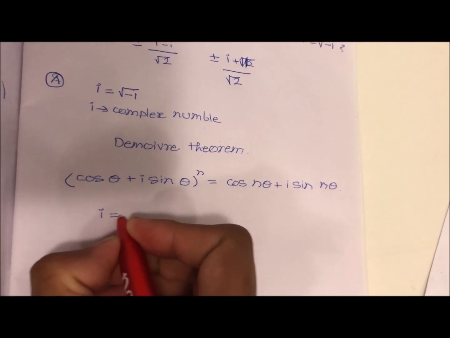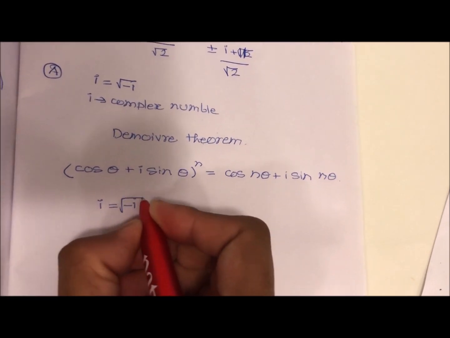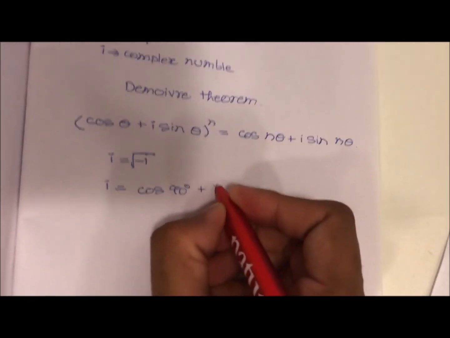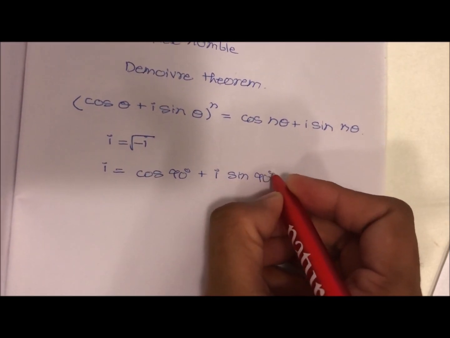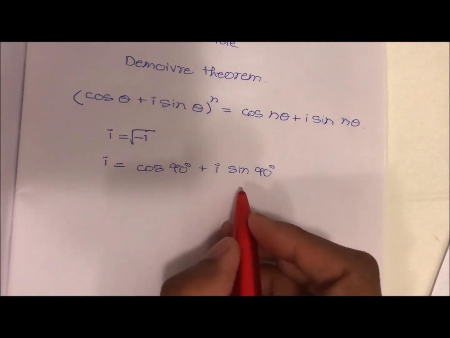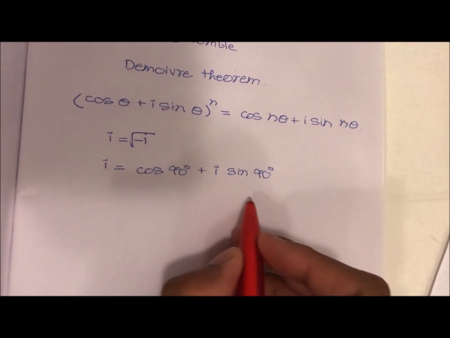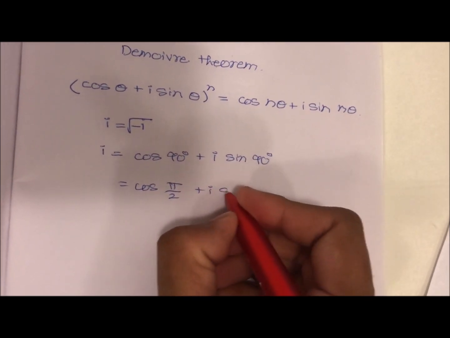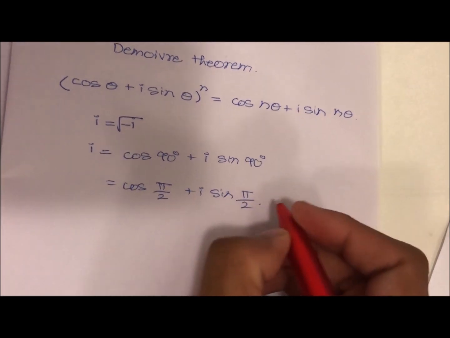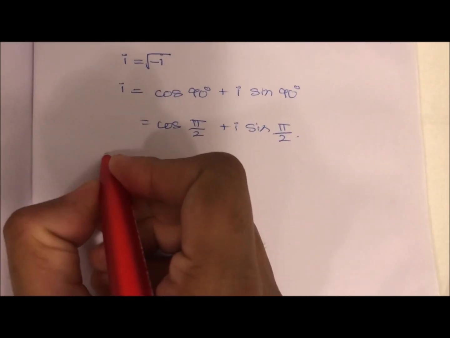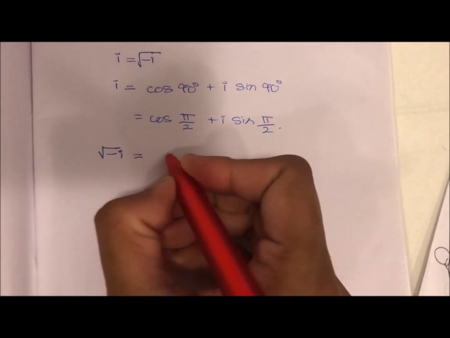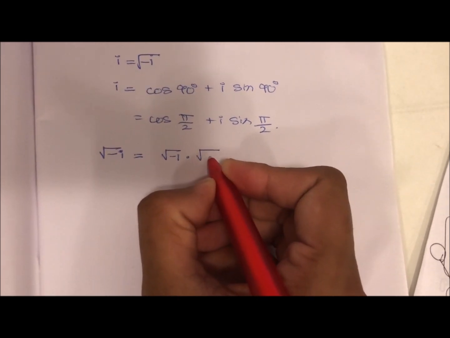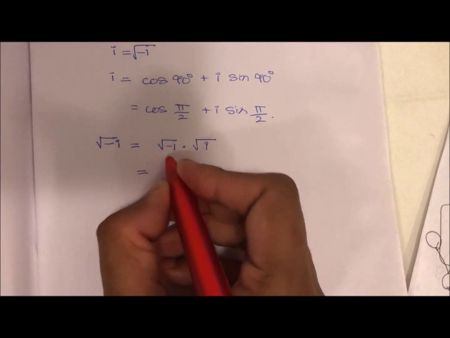We have been given i equals square root of -1. Now i can be represented as cos 90 degrees plus i sin 90 degrees. We know cos 90 is 0 and sin 90 is 1, so this is 0 plus i into 1, so i equals i. So this is like cos of pi by 2 plus i sin of pi by 2, right? Now we are asked to find the value of root of minus i, which equals root of -1 multiplied by root of i.